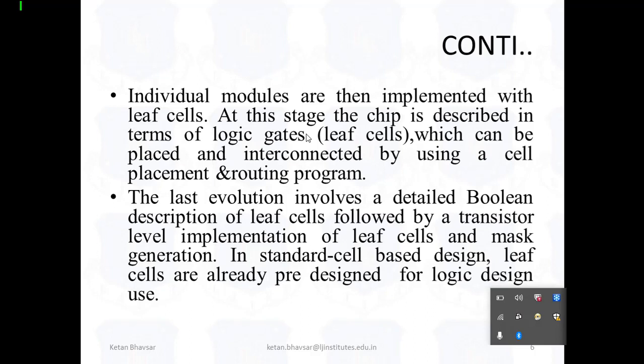The last evolution involved a detailed Boolean description of the leaf cell followed by transistor level implementation of the leaf cell. As you already know, a digital IC is designed with the help of gates, and gates are designed with the help of transistors. You can see the variation in gates because of the switching of transistors. So we have to implement the logic cell, and in depth we have to go to the transistor level for understanding the switching of transistors, and according to that the leaf cell will generate the output.